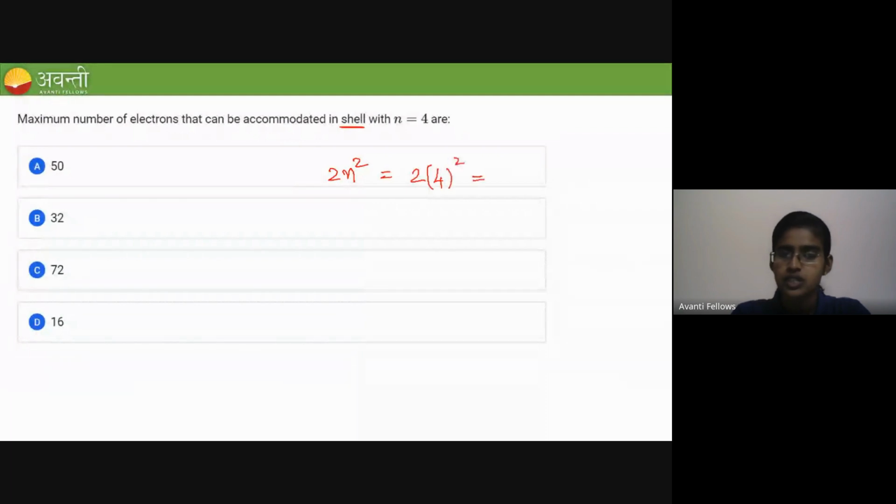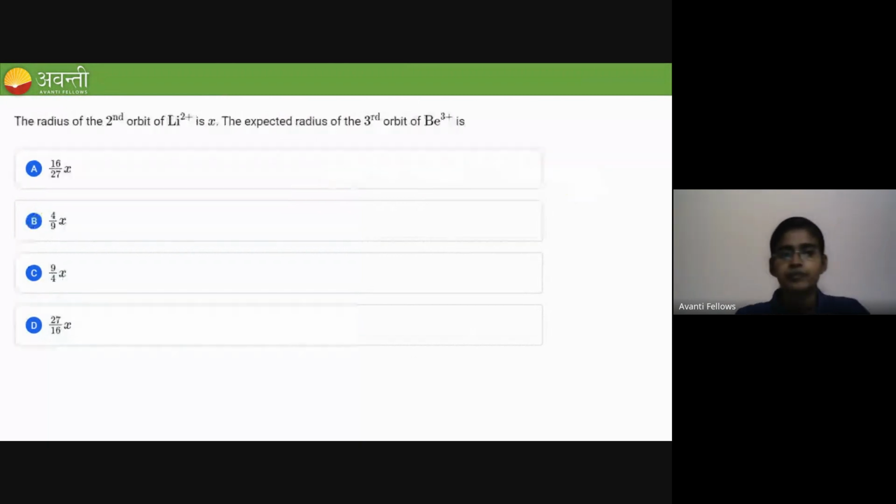4 4s are 16, 16 into 2 is 32. So we can accommodate 32 electrons in the n is equal to 4 shell. So option B will be the correct answer. Such an easy question, right? Very easy. And moving on to question number 5.